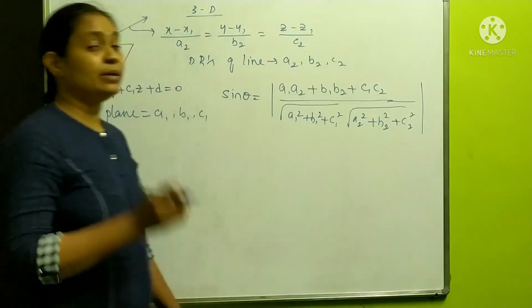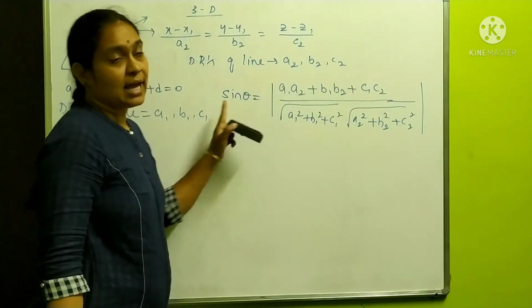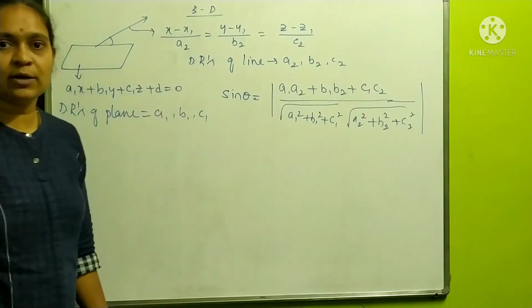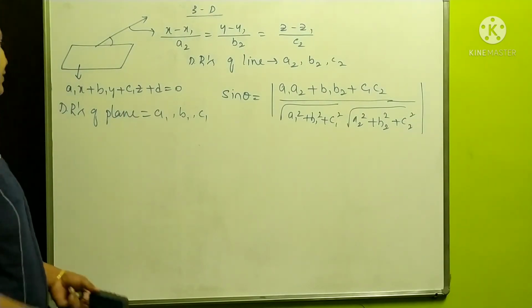Angle between planes is the same, but there you will take cos theta. Between line and plane you have to take sin theta. That is the only difference you have to make out. Okay, fine.